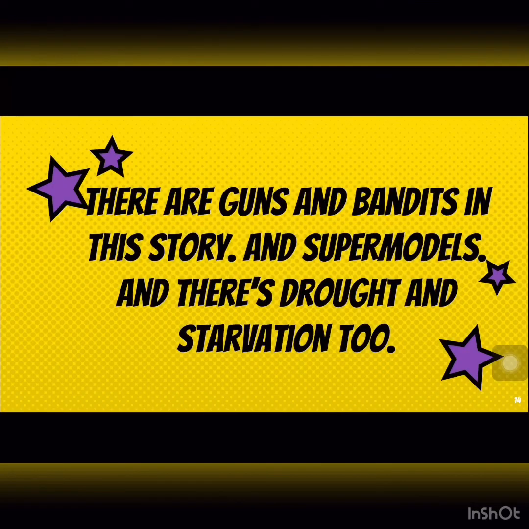So they are guns and bandits in the story, and supermodels, and there's drought and starvation too. Remember the door where you give an overview of your story? This is the technique, because you are introducing the overview of what you're going to be talking about in your essay: guns, bandits, supermodels, drought, starvation.